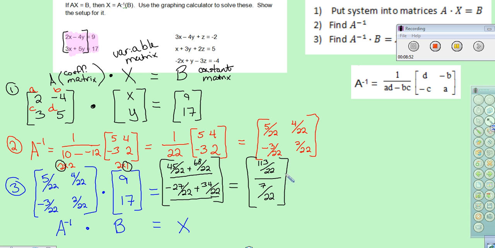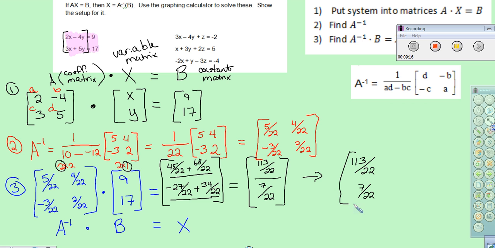At this point we'd look to see if we can simplify anything. Give me just one moment, I'll be right back. Alright, that finishes up. I double checked to see if we could simplify either one of those fractions, and it seems like we can't, so our final answer is 113 over 22 and 7 over 22.